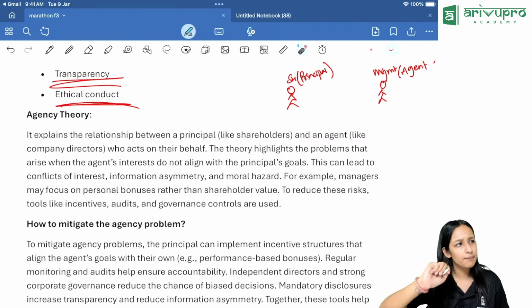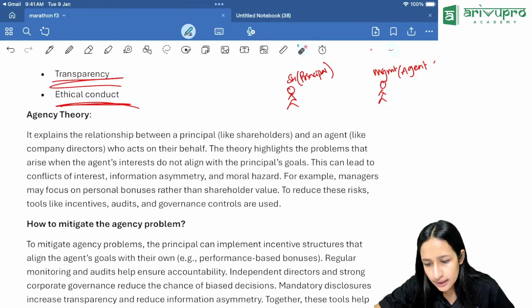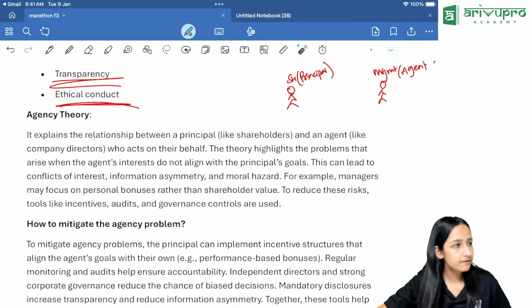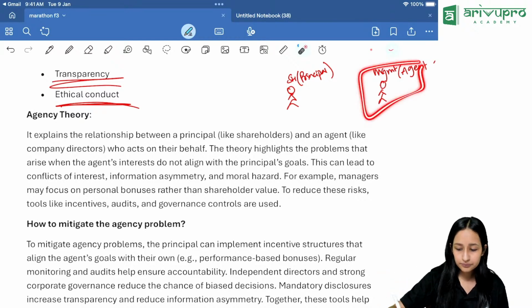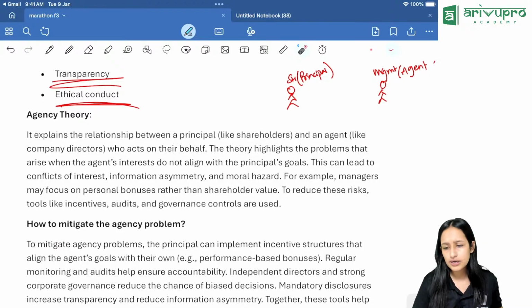But sometimes what happens, they get greedy. After all, they're all human. Yeah, Mohan, you can ask me whatever doubt you have. Management, agent, and we'll clarify it before the class gets over. We'll clarify the doubt. Okay, right.